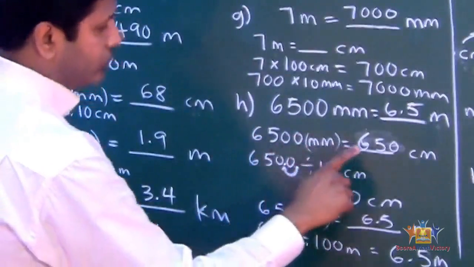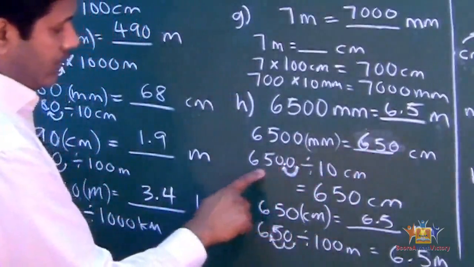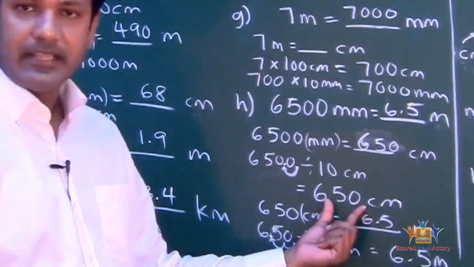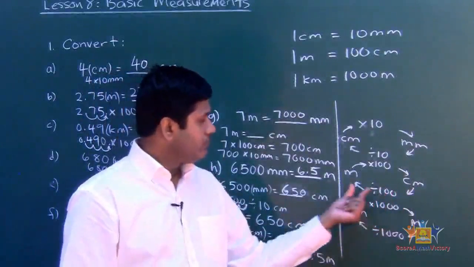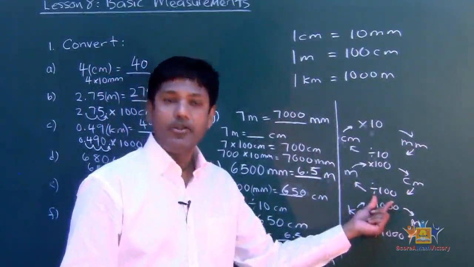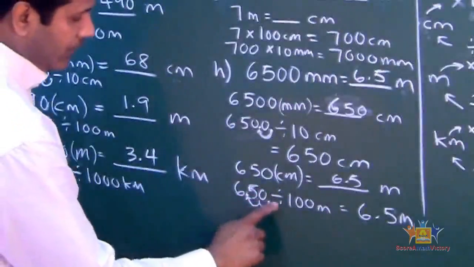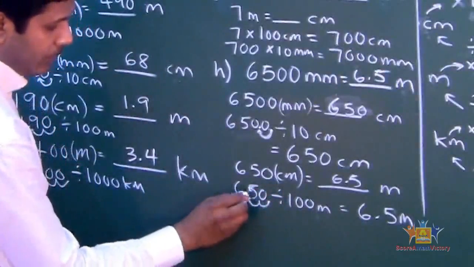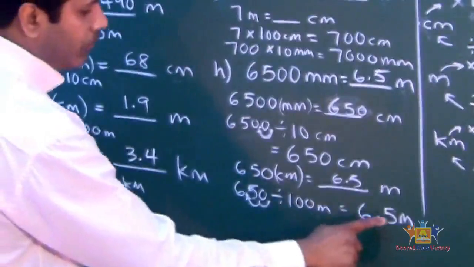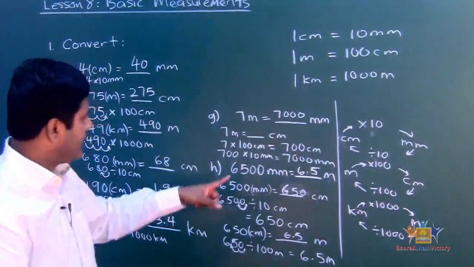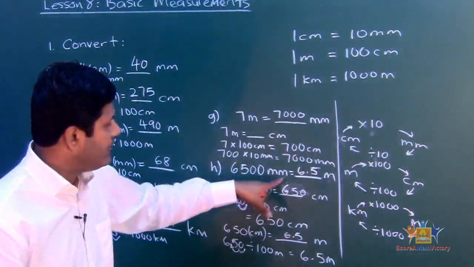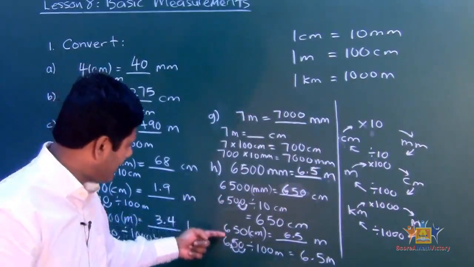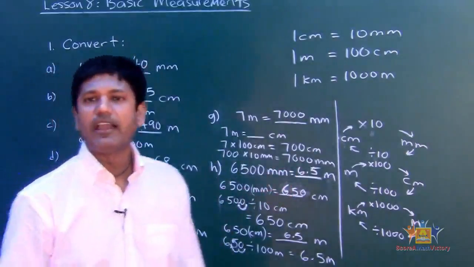That gives me 6,500 millimeters equals 650 centimeters. Now I want to change this 650 centimeters to meters. So I divide that by 100, and that's what I did right there. Then take the decimal and move it how many times? Twice. 1, 2. I put the decimal right there. That gives me 6.5 meters. So 6,500 millimeters equals 6.5 meters. These are all the steps to get to the 6.5 meters.